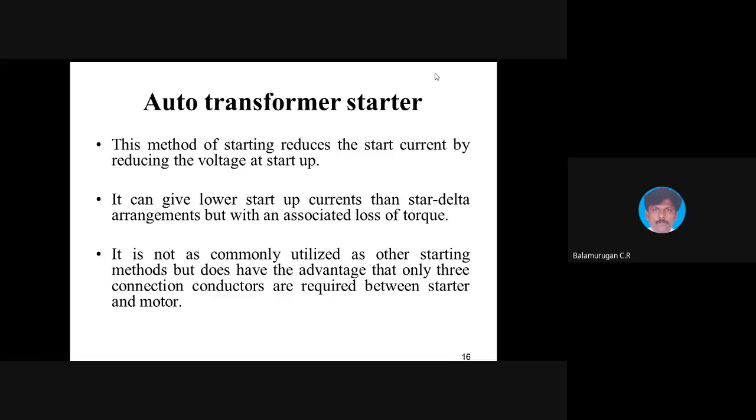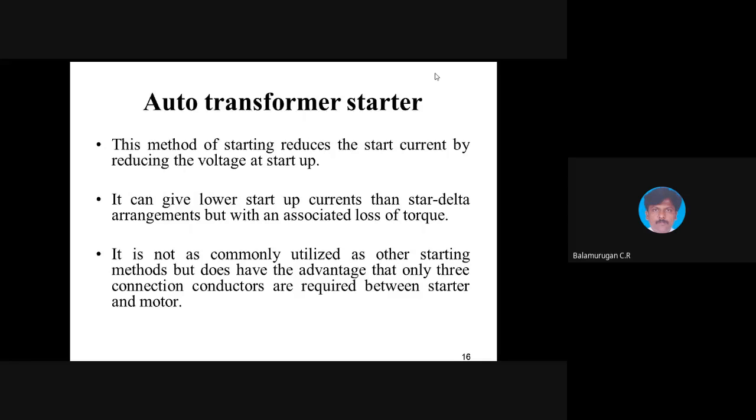And what are the disadvantages of this type of starter? Due to the resistors we are using, a greater amount of heat will be generated in this machine. And we will also have a low torque efficiency.